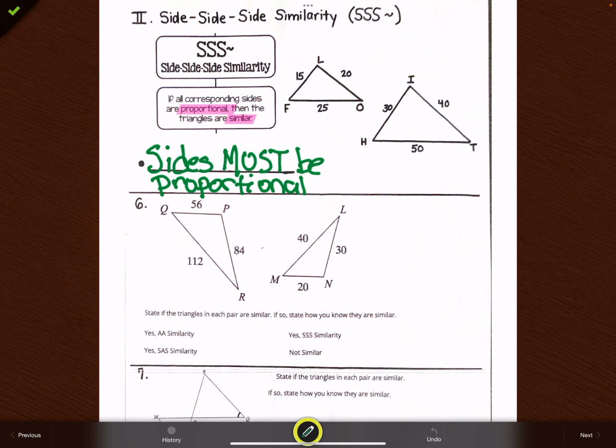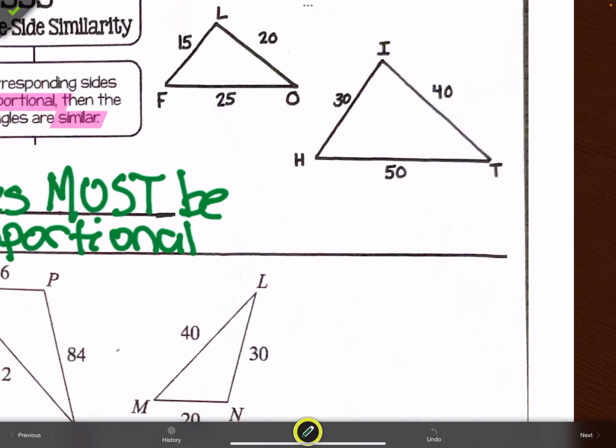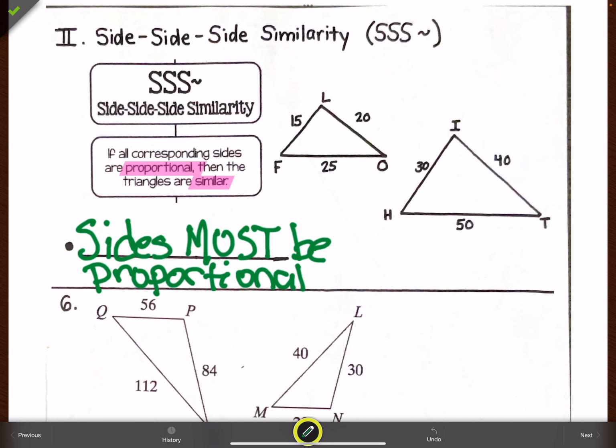For anything to be proportional, they need to simplify or reduce to the exact same fraction, or if you're just changing the fractions to decimals, to the exact same decimal. So let's see what that looks like. This is how you check to see if your sides are proportional. Again, they're not going to be congruent. They could be, but they're not because you've got one big, one small.